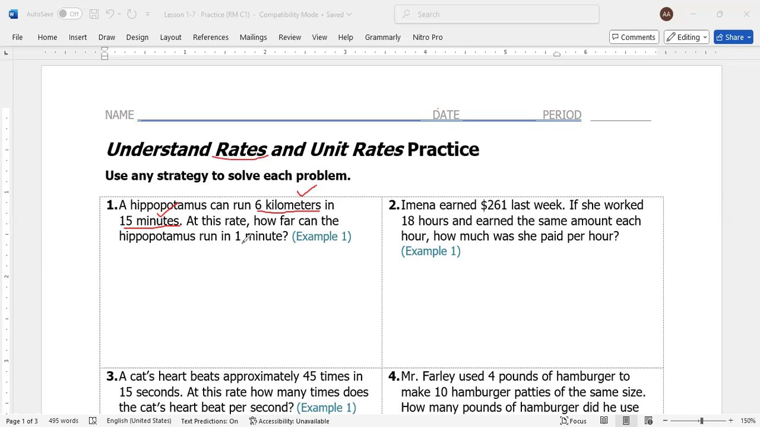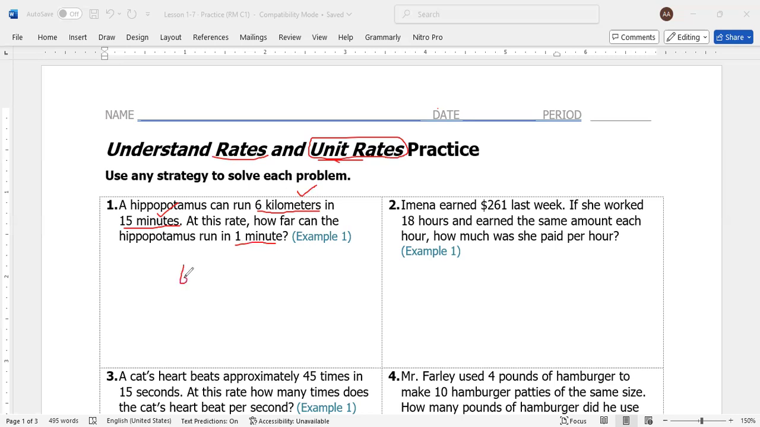Now, everything that we calculate for 1 minute or 1 second or 1 hour, whatever, we call its unit rate. So it means if the denominator is 1, we say that these are the unit rates. So, number one question, if it runs 6 kilometers in 15 minutes, it is asking to calculate it for 1 minute. So in the denominator, we must have 1.